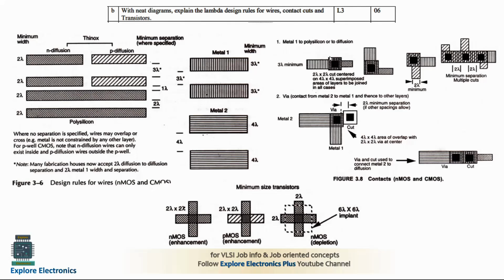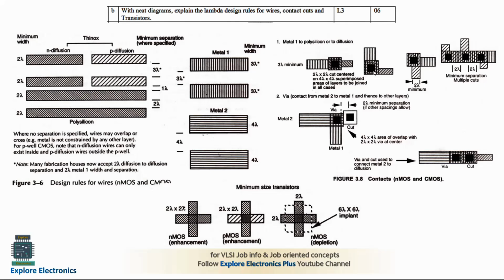It is having 4 lambda horizontally, 4 lambda vertically, and in the center we will be having a cut, in the sense the connection we need to show darkly. That dark centering will be for 2 lambda cross 2 lambda. That is what the contact cut rule is.